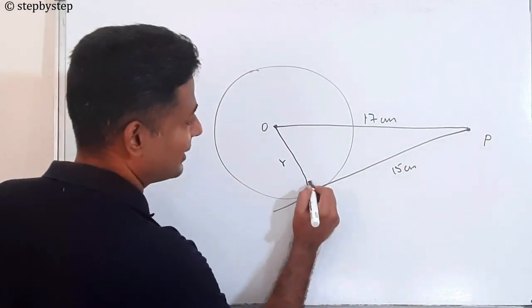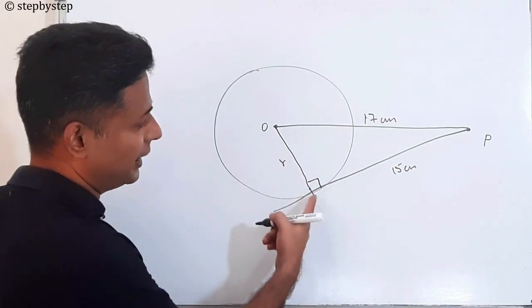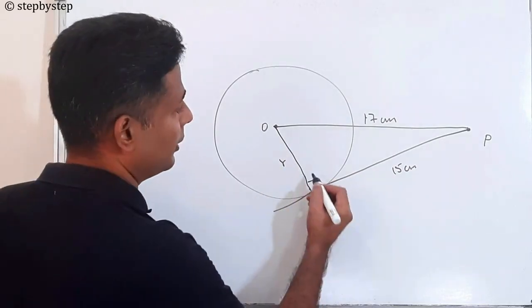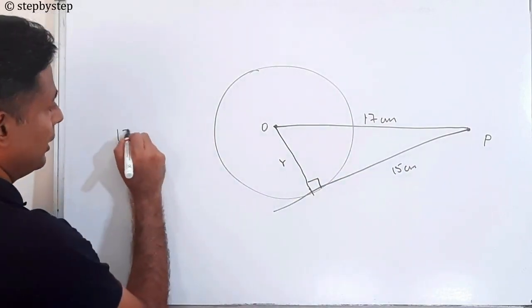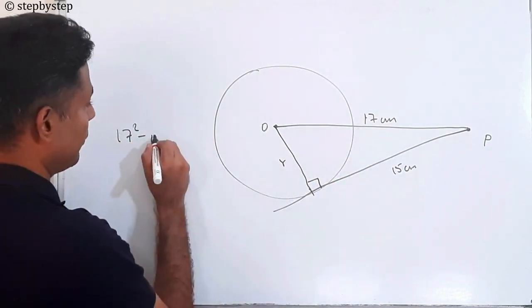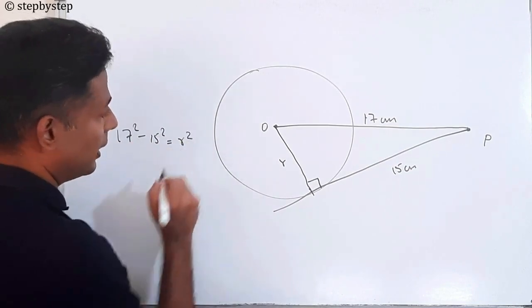Now how do we find it? This is a right angle triangle, because the line from the center makes 90 degrees with the tangent. So using Pythagoras theorem, you can find R. So what do we get? Hypotenuse square minus one side square equals the third side square.